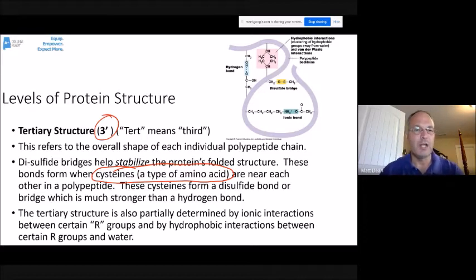Another thing that helps to determine the tertiary structure are ionic interactions between certain R groups. So there are certain R groups that are very polar, or not polar at all. But certain R groups are really positive or really negative, and this helps to determine how the protein shapes and folds.